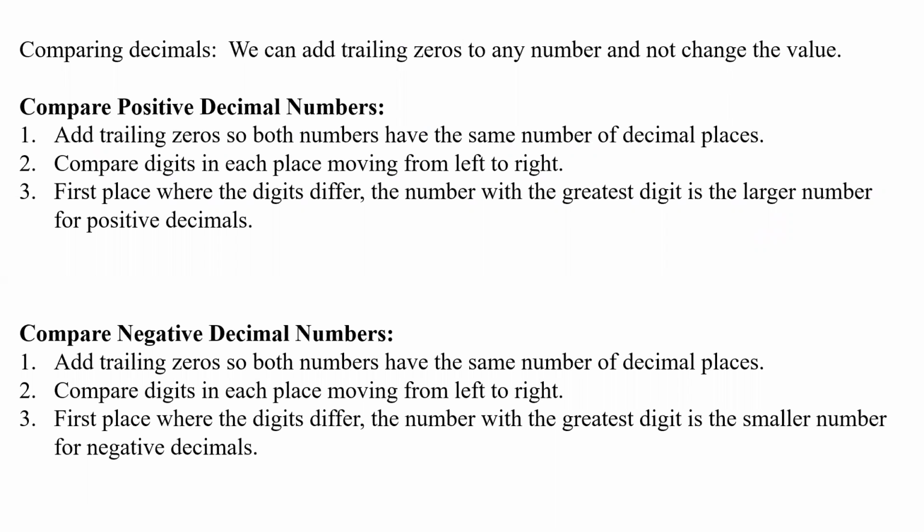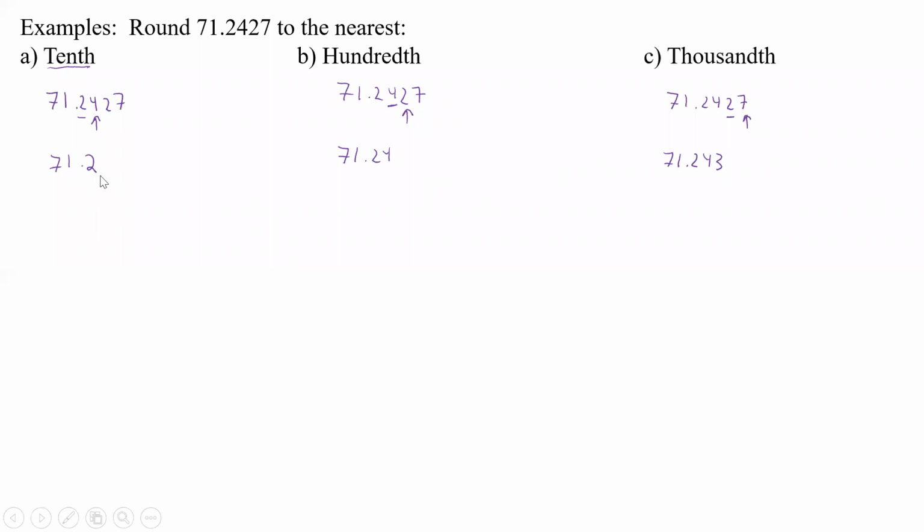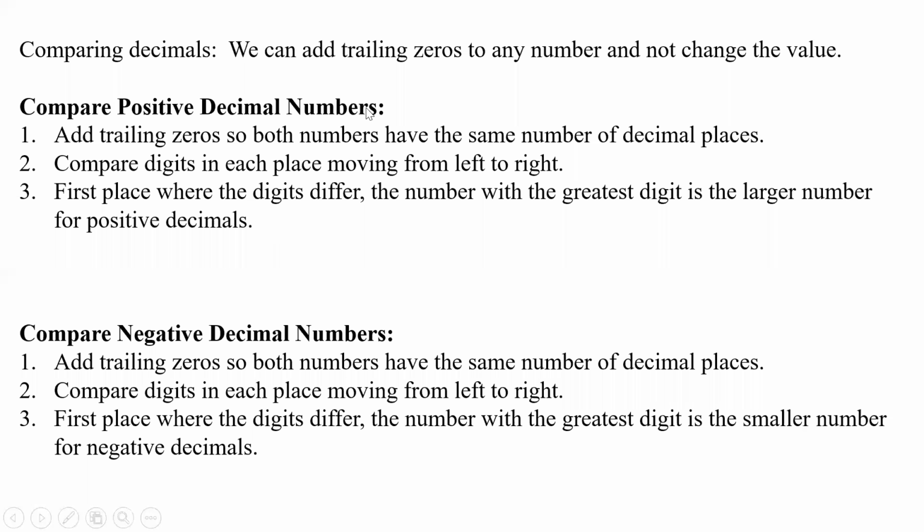All right, so comparing decimals. With decimals, what we can do is add trailing zeros. So we could add all these trailing zeros out here to make it equal to this one. We could add 3 zeros so they're the same size, and it doesn't change the value. 71.2000 is still 71.2. And so we can use that to compare the values.